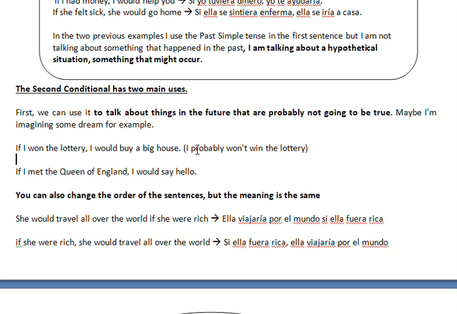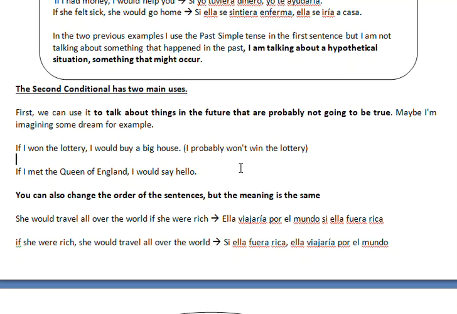But sadly for me and my future, I probably won't win the lottery. Lamentablemente para mí y mi futuro económico, yo probablemente no ganaré la lotería. Aquí estoy hablando sobre algo que lo más probable es que no sea verdad. Es sobre algo que me estoy imaginando, algo que estoy soñando. Si yo ganara la lotería, yo compraría una casa grande.